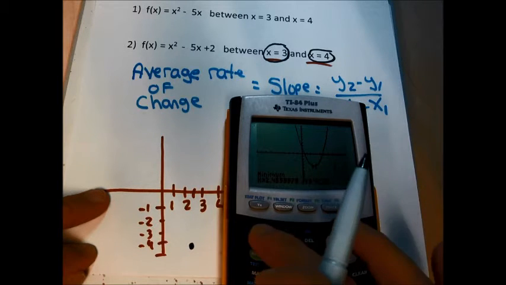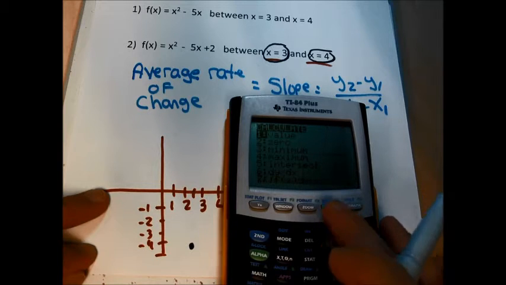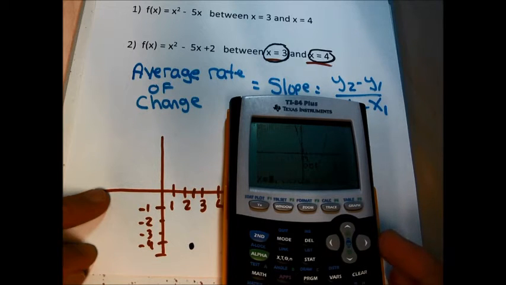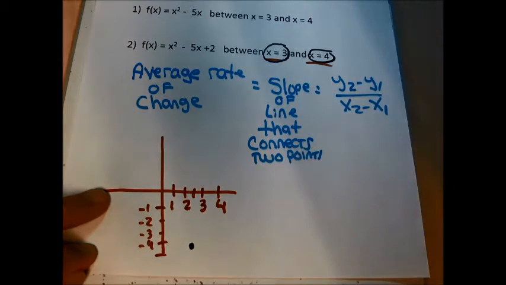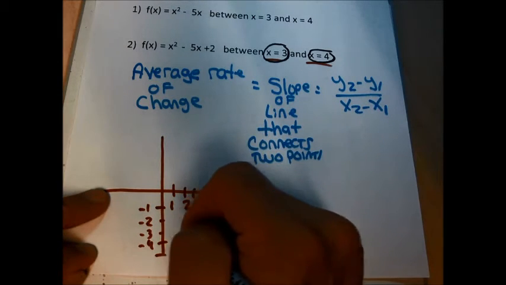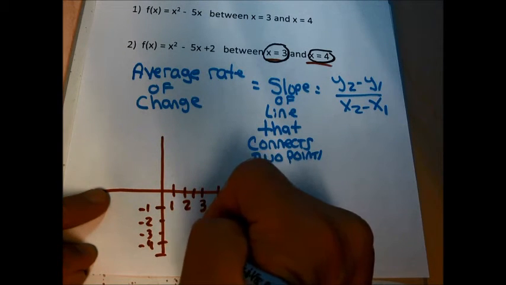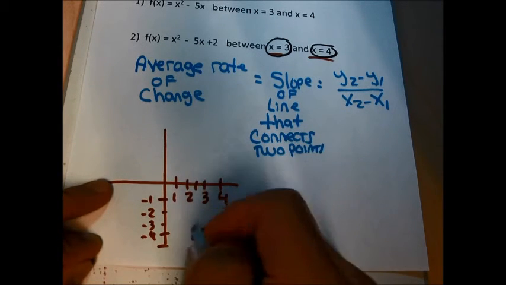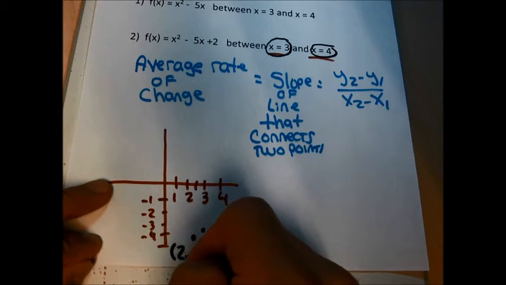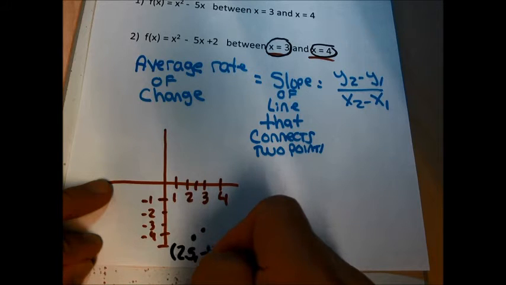So I'm going to hit second, calc, go to the option that says value, type the number 3, and hit enter. That tells me the point 3, -4 is going to be a point on my graph, and that's going to be an important point on my graph. So the point 3, -4. So the vertex was the point 2.5, -4.25.